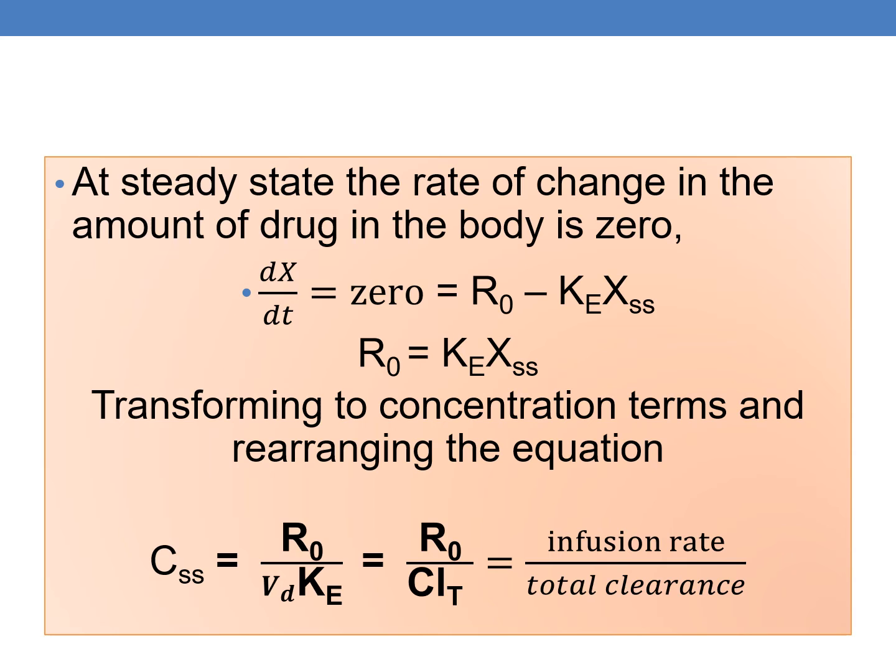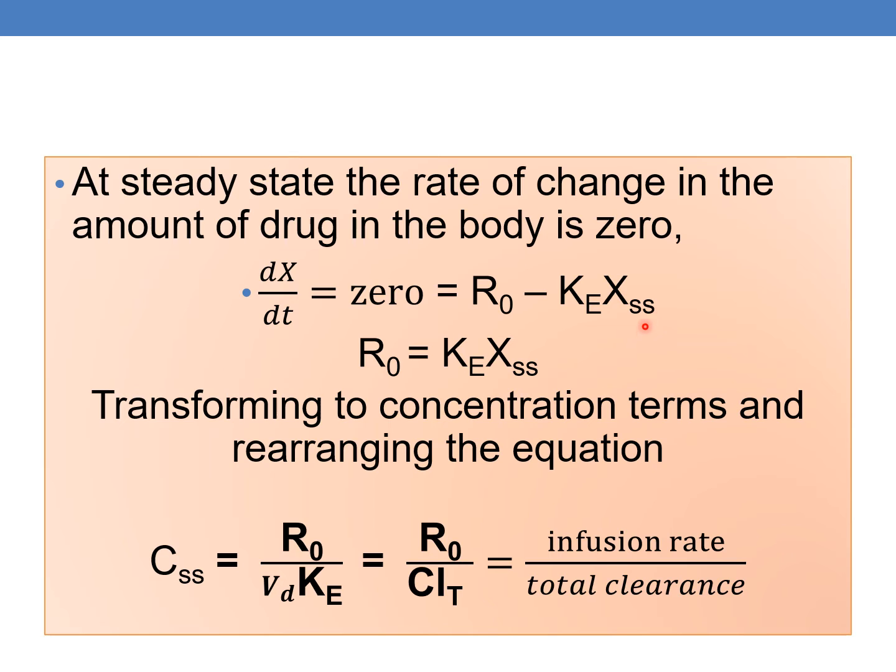And at steady state, the rate of change in the amount of the drug in the body is 0, because the elimination rate is equal to the infusion rate. Rate of output is equal to rate of input. The rate of change in the body is 0, so dX/dt = 0. As we all know, dX/dt = R0 - KeX. But at steady state, Xss is the amount of the drug in the body at steady state.